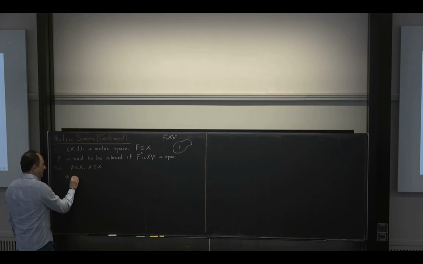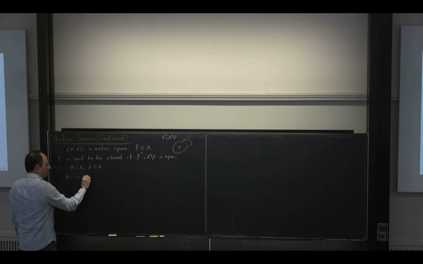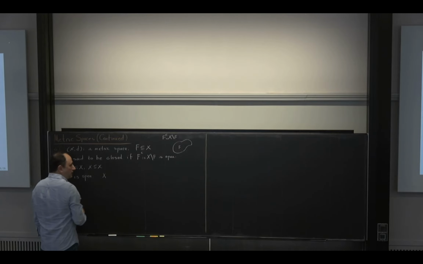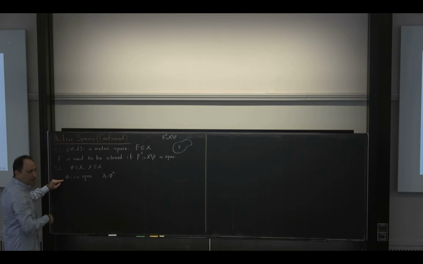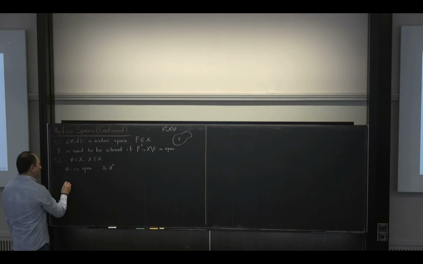So empty is open because of my explanations that I didn't write here. But then immediately, what can I say about X? Do you agree that X is the empty set's complement? Yes? So this means that if empty is open, its complement is closed based on this definition. So this means that X is closed. Is that right? Okay. But why is empty closed?